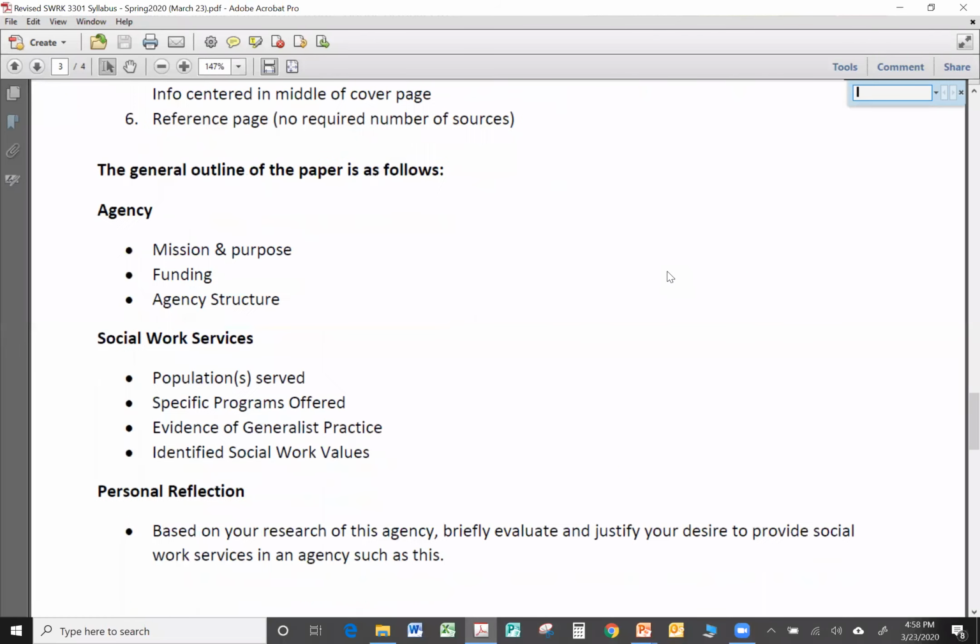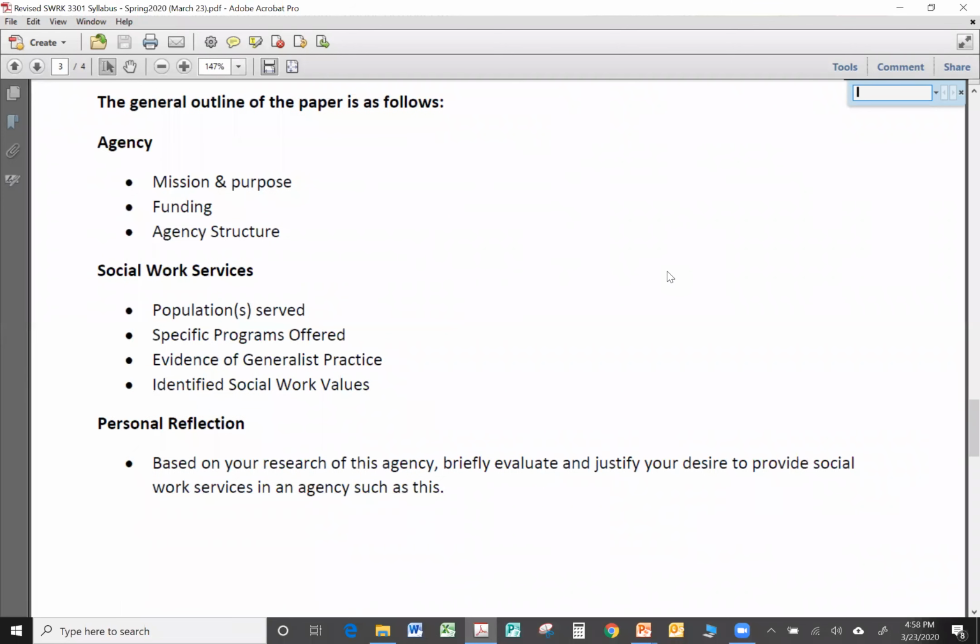The structure of the paper is as follows. I want you to cover the mission and purpose of the agency, and funding, which can be very brief. Do they receive public funding, private funding, a combination of both? Talk a little bit about the agency structure. Do they have a CEO? Do they have social workers? Then you can get into the organizational chart. Social work services, the population served, programs offered, and evidence of generalist practice, and social work values that you've identified in the organization.